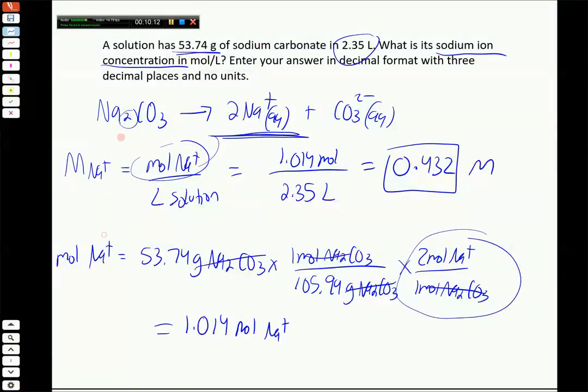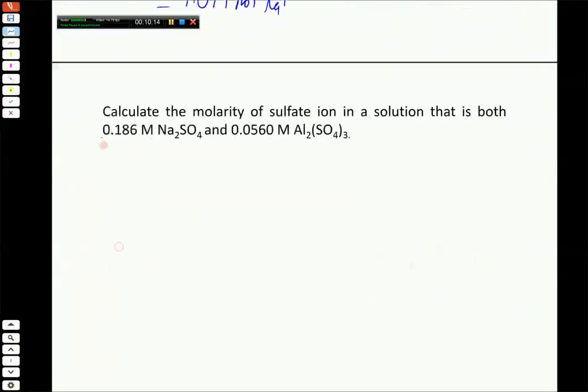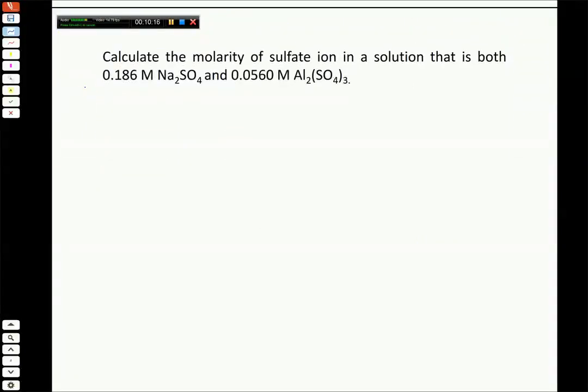Alright, so moving on to the next one. Another question about molarity, and this one was a request from a student, and this is a little bit of a tricky one. So what we're looking for is the molarity of sulfate ion in a solution that has 0.186 molar sodium sulfate and 0.0560 molar aluminum sulfate. So again, for this problem, we have to think about what happens when these compounds dissociate in water.